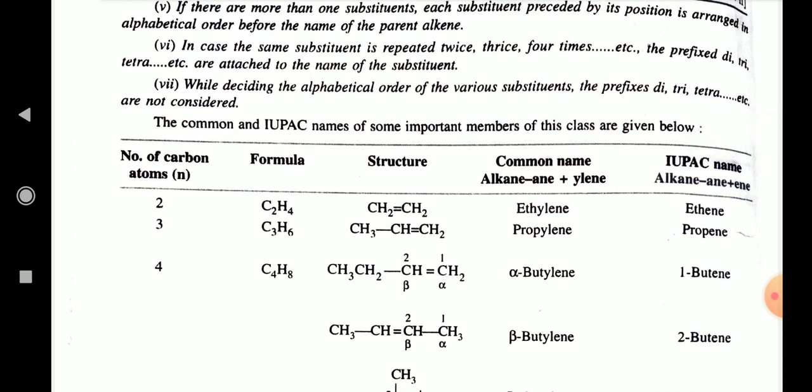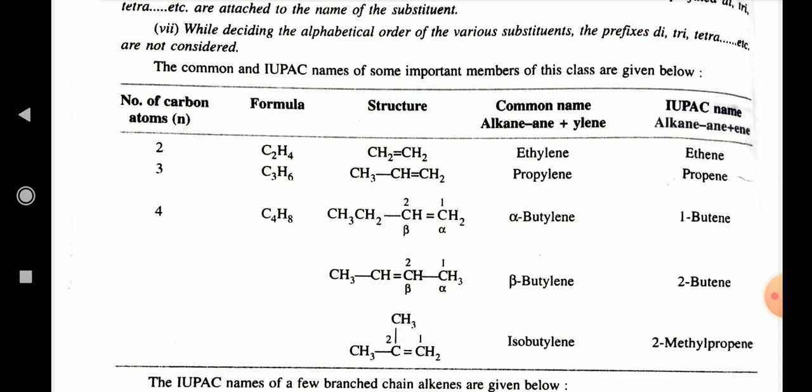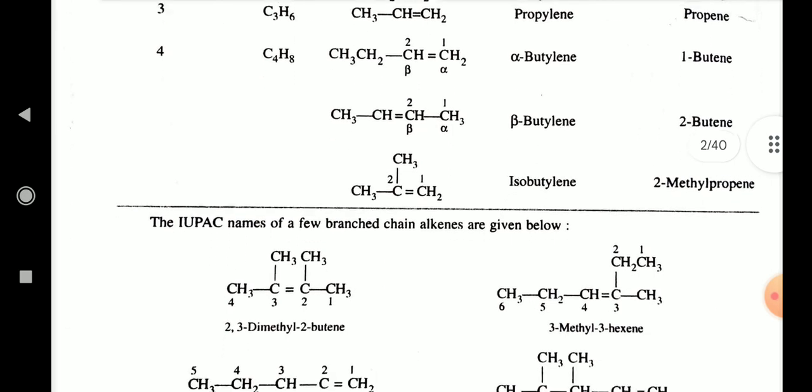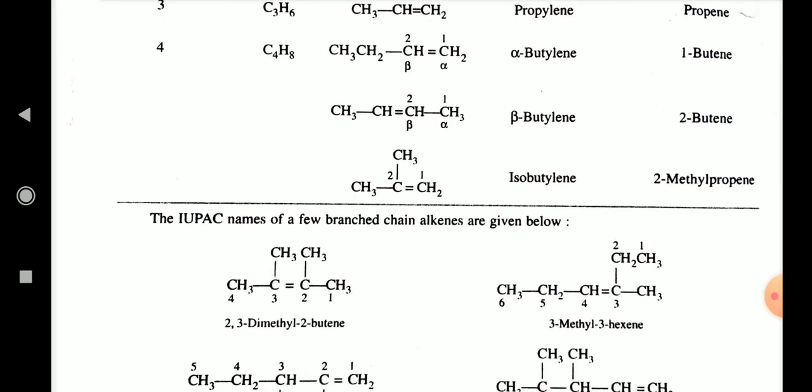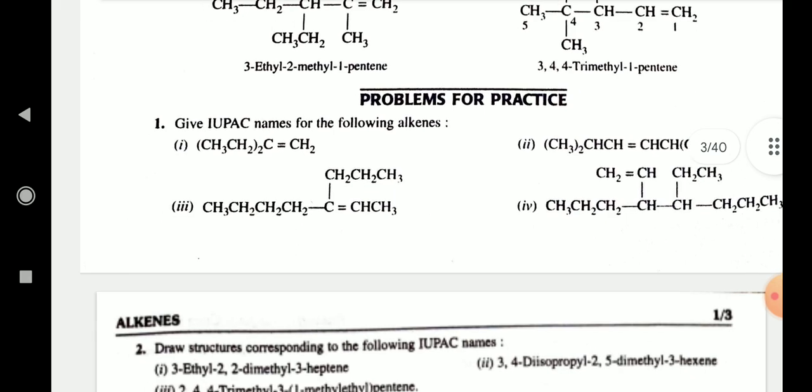Number of carbon atoms 2, formula C2H4, common name is ethylene, IUPAC name is ethene. Number of carbon atoms 3, formula C3H6, common name is propylene and IUPAC name is propene. Number of carbon atoms 4, formula C4H8, common names are alpha butylene, beta butylene and isobutylene. IUPAC names are 1-butene, 2-butene and 2-methylpropene. The IUPAC names of some branch chain alkenes are given below.